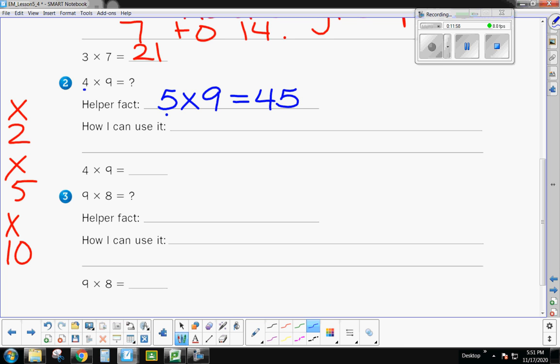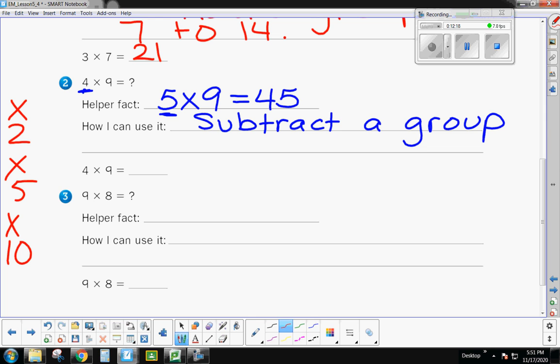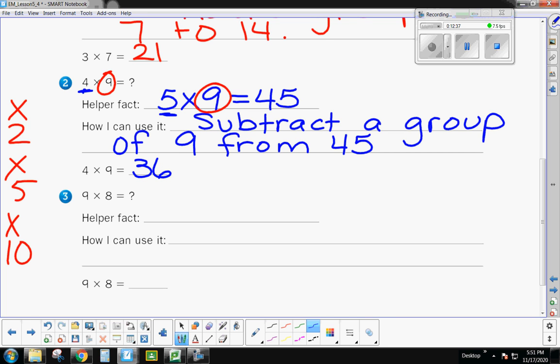Look at these problems. I did 5 times 9. That's bigger than what I really needed, right? 4 is smaller than 5, so I know I need to subtract a group. And what do I need to subtract a group of? Which number is in both problems? The 9. So I need to subtract a group of 9 from 45. So when you do that, boys and girls, 45 minus 9, you should have gotten the answer of 36.